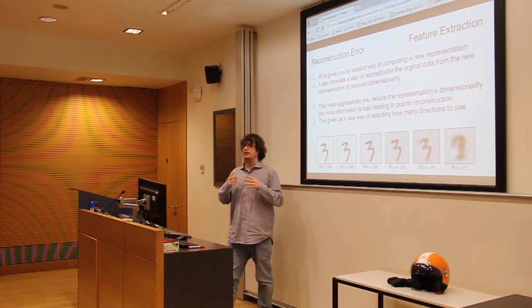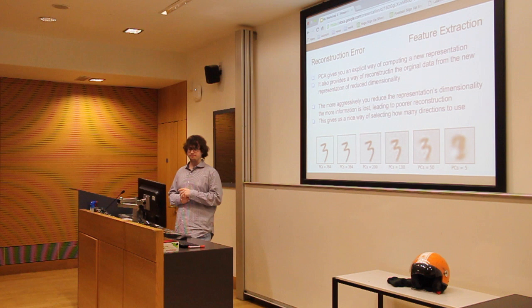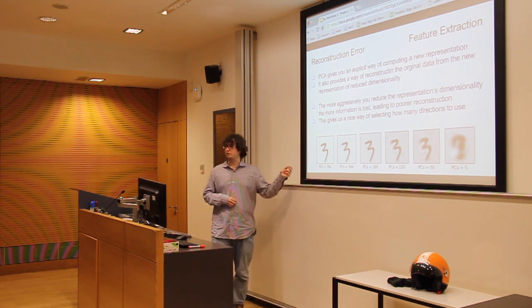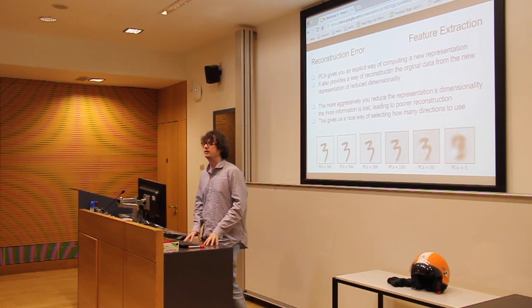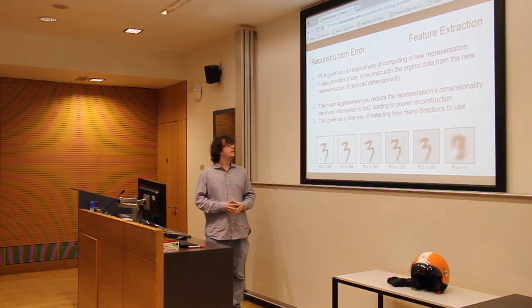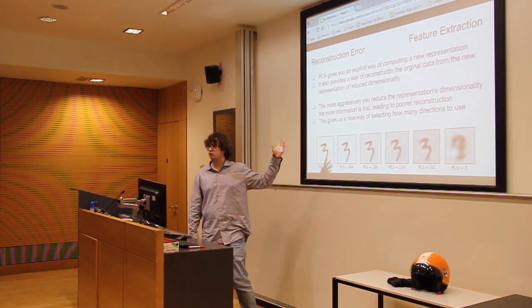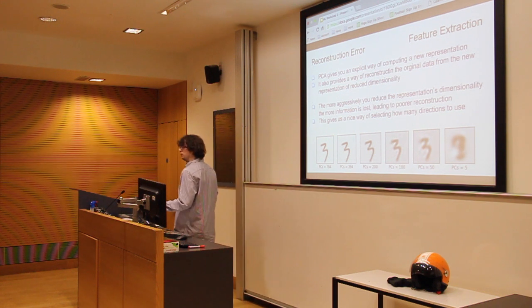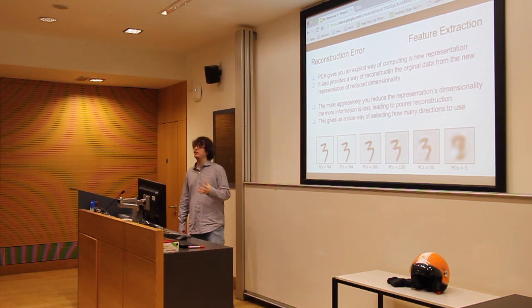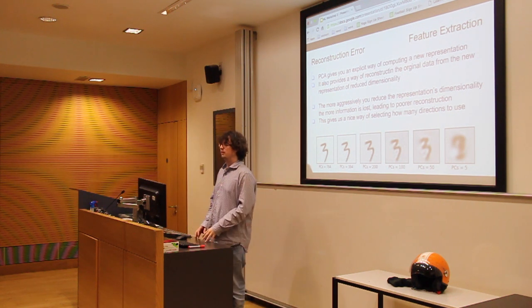So you want a new reference system which has a certain number of directions, and you want to keep only a certain number of them, because you would like to keep as much information as you can while compressing your data. One way you can do that is by explicitly measuring the reconstruction error. What we said is that PCA aims to minimize this reconstruction error, so preserve as much information as possible in the minimum amount of variables.